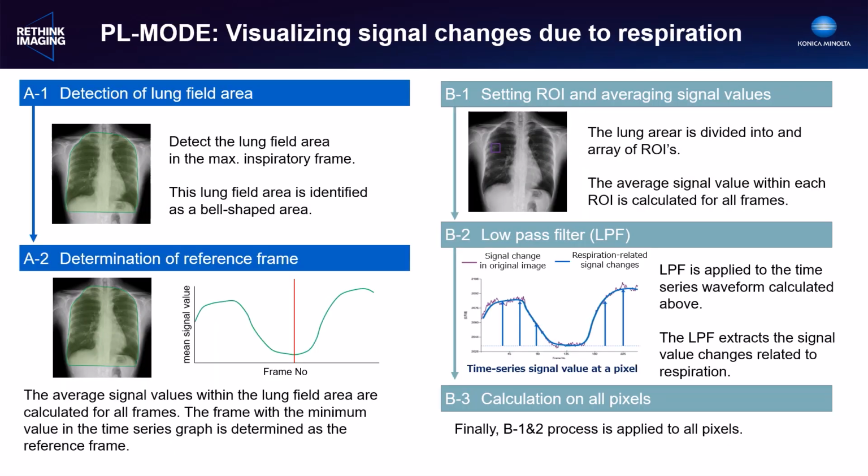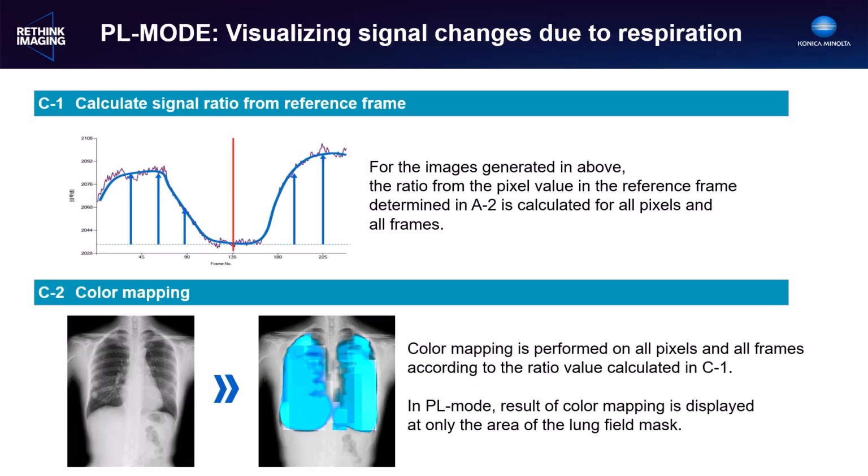In an analogous way to extracting the data over the cardiac cycle, we can extract it over the respiratory cycle. Similarly, we create a reference frame which corresponds to maximum inspiration. We bandpass filter over the respiratory cycle, and we apply this bandpass filter to the signal change in the array of ROIs throughout the lung area. We can then create a color map of attenuation changes between the reference image and each individual frame.